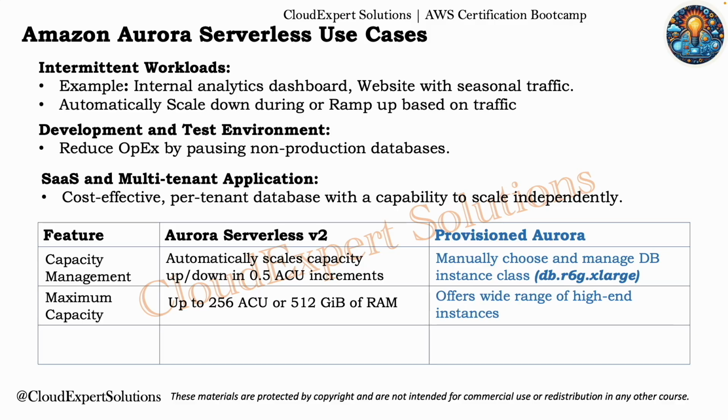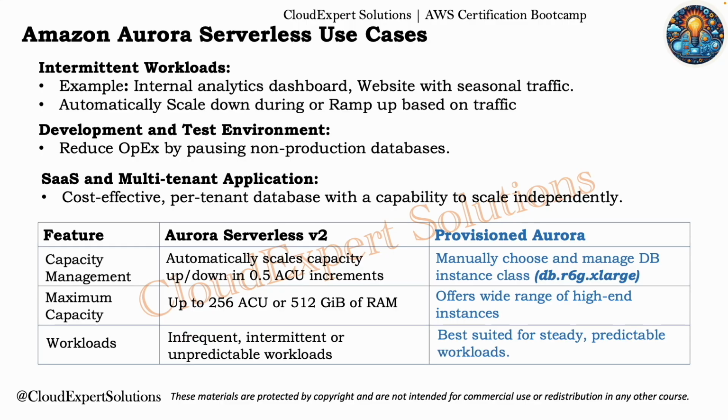Next is maximum capacity. For Aurora Serverless, you can scale up to 256 ACUs or up to 512 GB of memory, whereas for a provisioned cluster, you can have a wide range of high-end instance sizes for the most demanding workloads. So obviously provisioned cluster has more or better options for you. And in terms of suitable workloads, Serverless is ideal for applications with infrequent, intermittent, or unpredictable workloads, whereas provisioned is best suited for steady, predictable workloads.